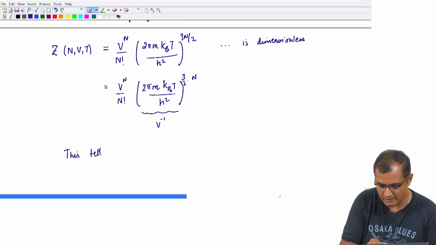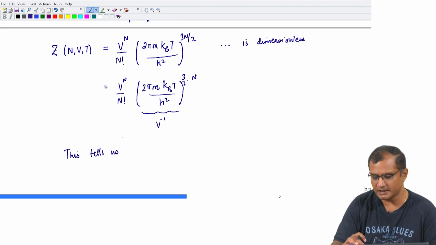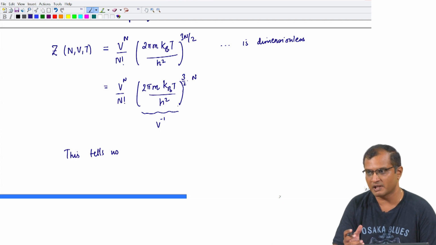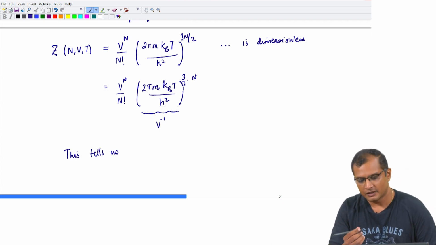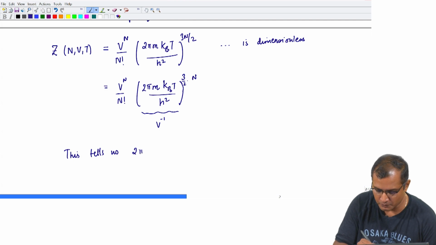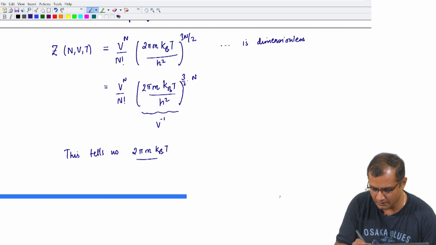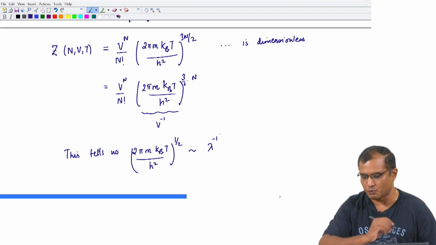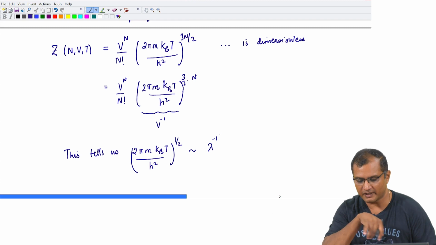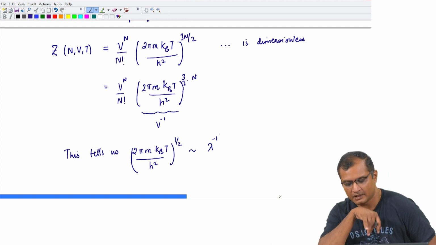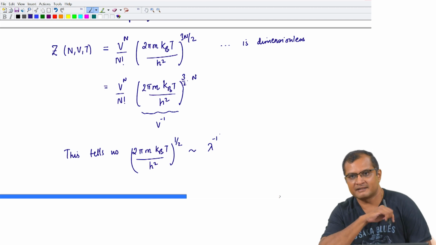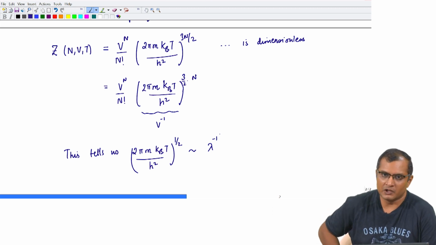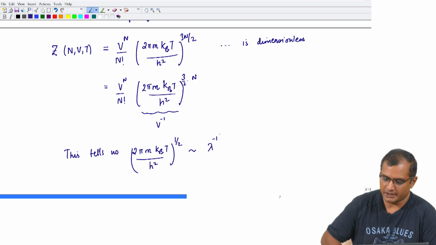Now, since volume is constructed as a cube of a length scale, this tells us that the entire thing that I have indicated as V raised to minus 1 is a cube of a length scale. So, I can tell that (2 pi m k_B T upon h squared) raised to just the 1/2 is related to some length to the power minus 1, because now if I raise both to the power 3 that becomes lambda to the power minus 3, which is like 1 upon volume, that is what I want. Okay.